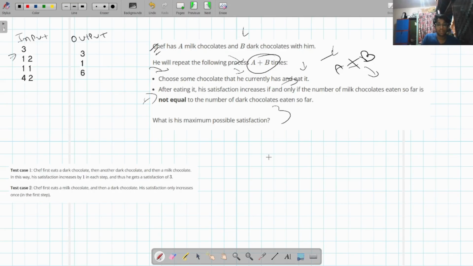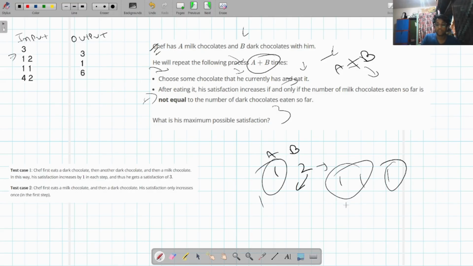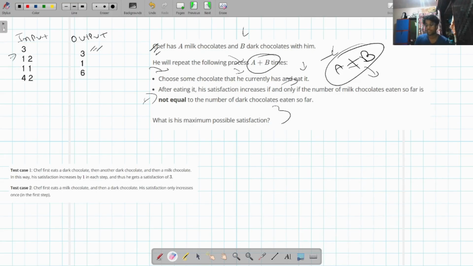We have A, B in the first test case, which is 1, 2. Chef eats one dark chocolate, then a milk chocolate, and then again a dark chocolate. Or you can say Chef eats first a dark chocolate, then again a dark chocolate, and then the milk chocolate. In this way, he eats only one milk chocolate and two dark chocolates, right? So his satisfaction will increase 3 times, because this condition is satisfied, so the output would be simply 3. So guys, I think the test case was very much clear. This is a simple test case.